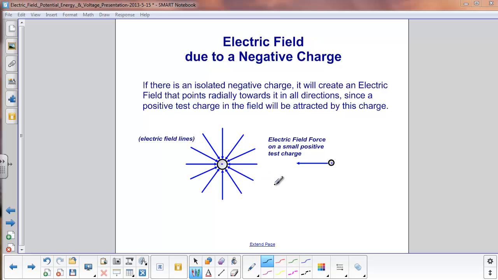Now let's say our Q, our big Q, happens to be negative like we have over here. This also creates an electric field, but in this case, any positive charge I put outside of it will be attracted to it. So you can see the arrows here. They're pointing in towards the negative charge because any positive charge I put will be attracted in that direction, and you can see how that lines up with the electric field lines.